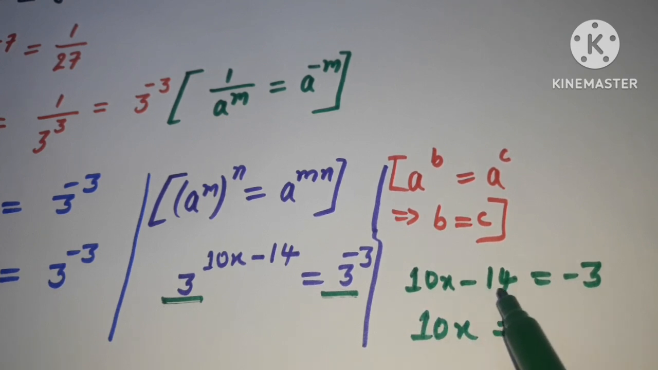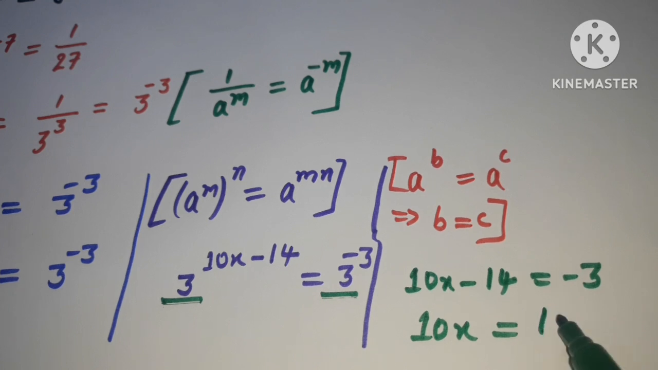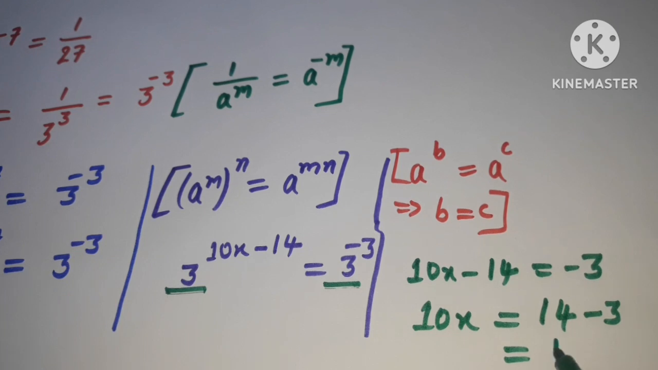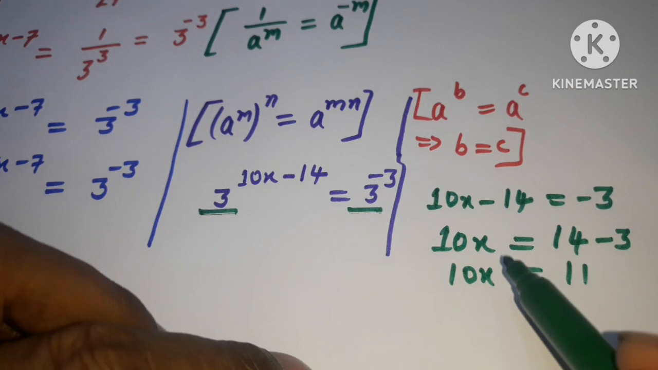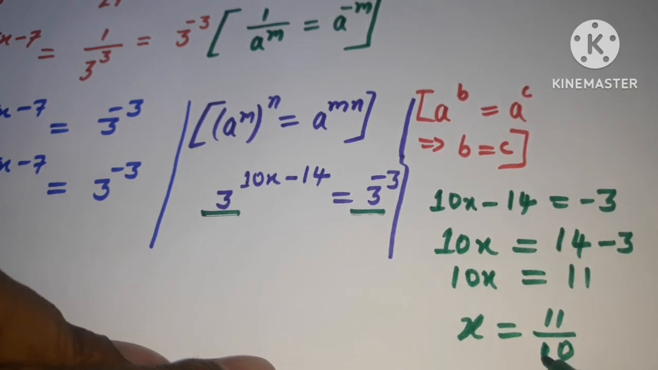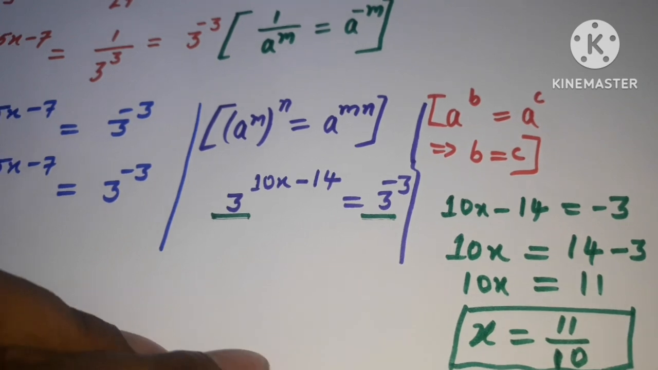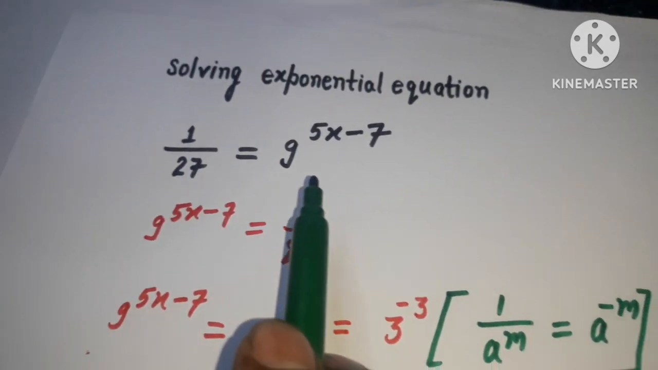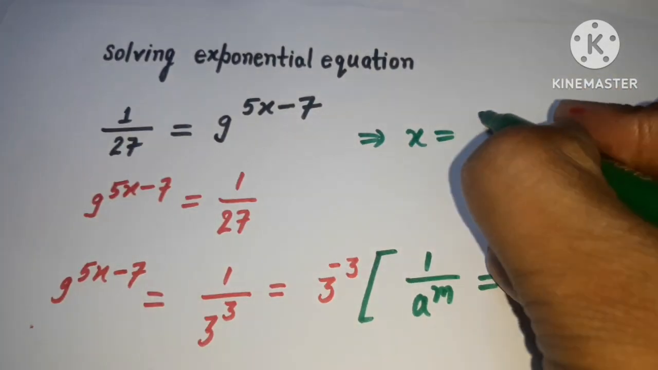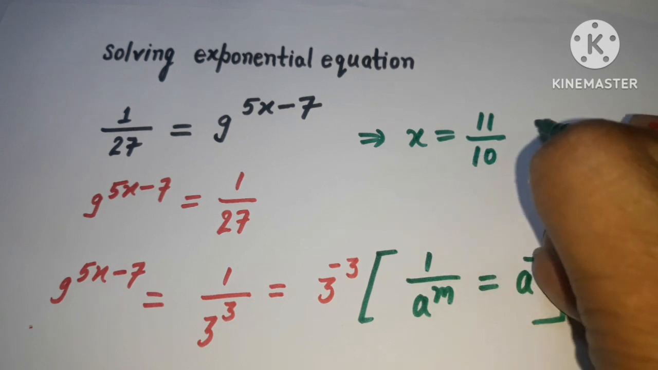This 10x will be written this way, and this negative 14 will go to the right side and become 14, and with negative 3 it becomes 14 minus 3, that is 11, and it is 10x. So we have the value of x: x equals 11 upon 10, and this is our solution for this equation. x equal to 11 upon 10.